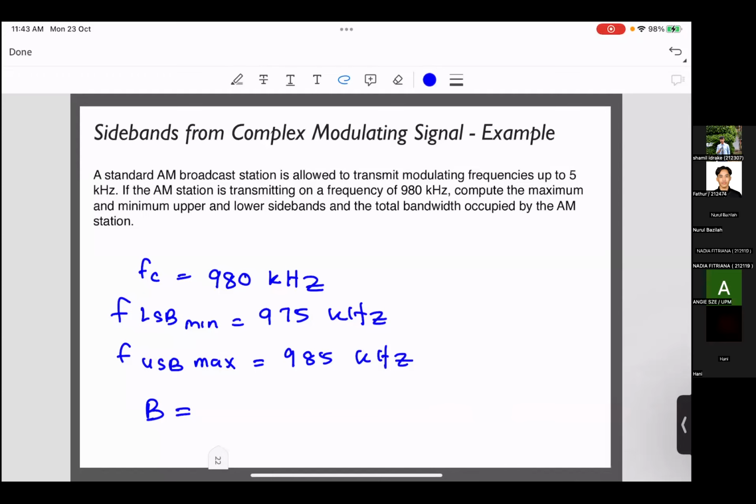985 minus 975. What is the answer with units? Ten kilohertz. Is this correct? Kilohertz, okay. So basically it's just 2 FM max, right? If you have the maximum modulating frequency, you can find out the bandwidth. Okay, thank you, Nadia.